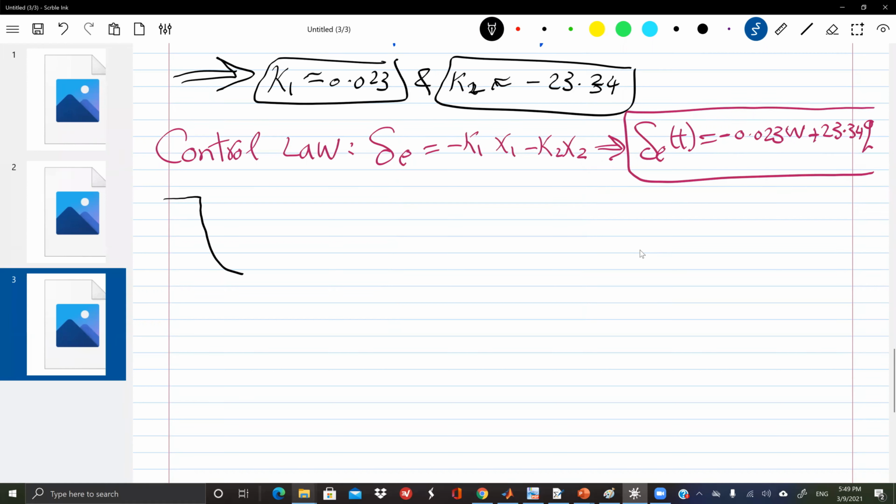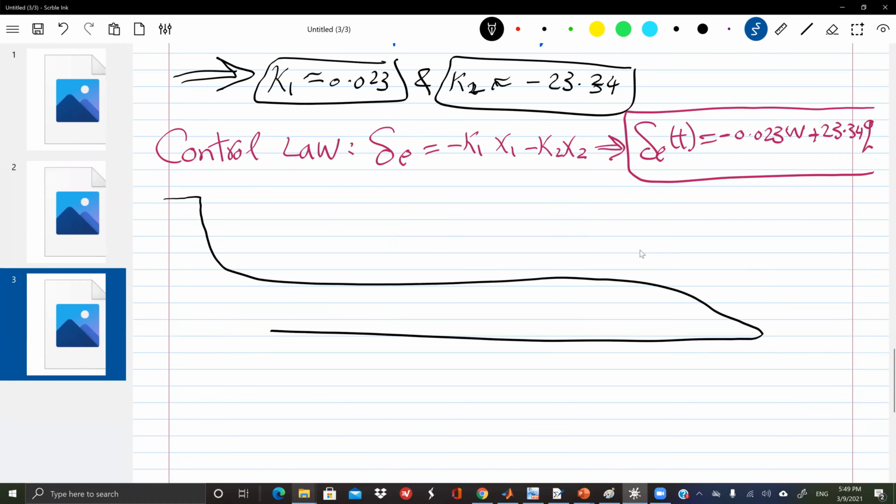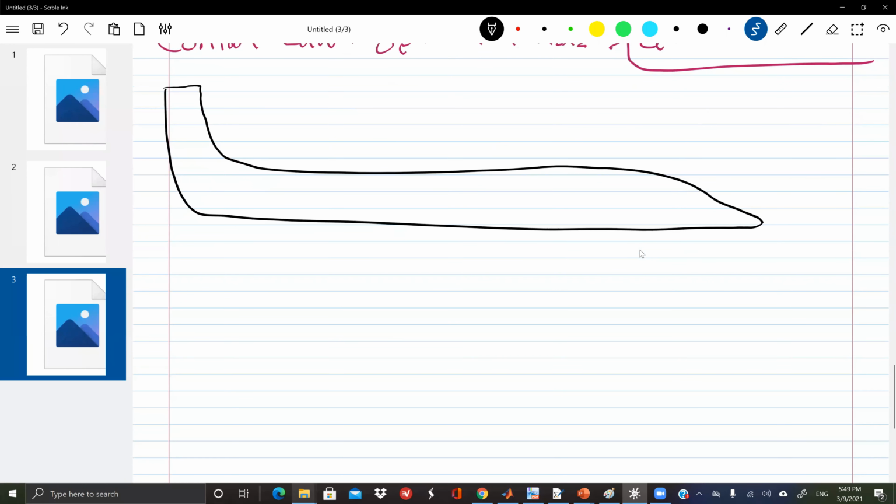Here is your airplane. And our input is the elevator. Here is the horizontal tail. Here is the elevator deflection, right? This is my delta elevator, and I need to know how much elevator I should give at each time.